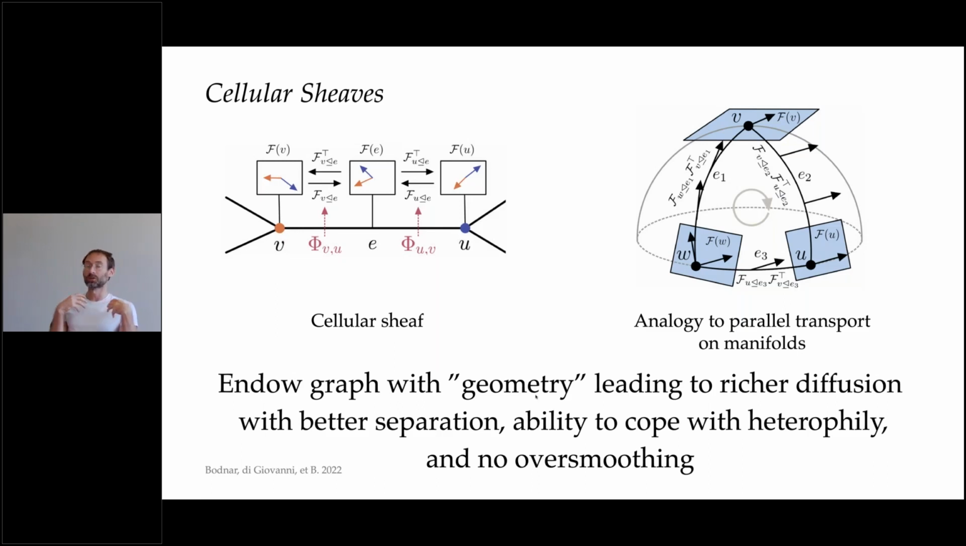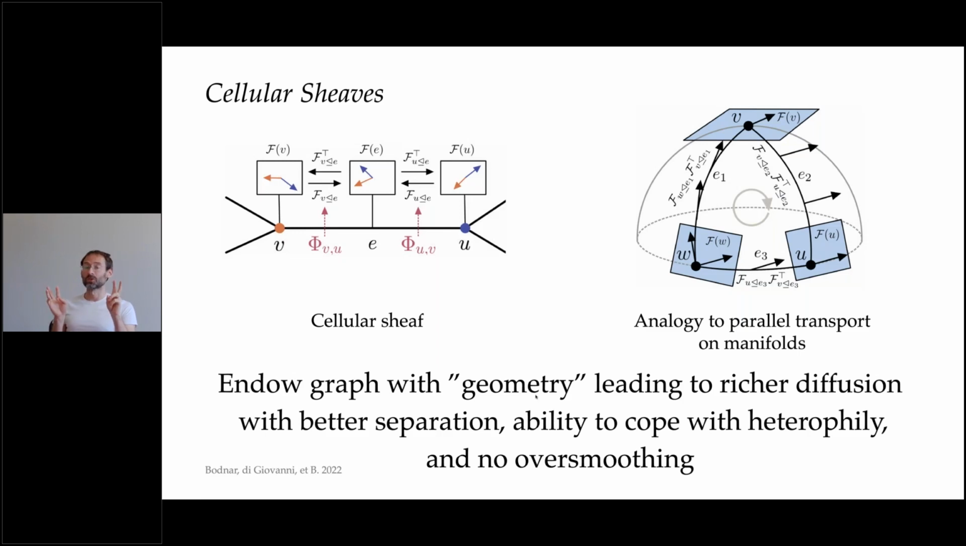So if you want to equip a manifold with geometry, you define a notion that is called parallel transport or connection that allows you to move vectors from one point to another, or more correctly, tangent spaces at two different, adjacent points in the manifold. So a cellular sheaf is a similar construction. We can equip every node and edge with a vector space. And we have what are called restriction maps. These are linear maps that allow us to map information from one node to another.